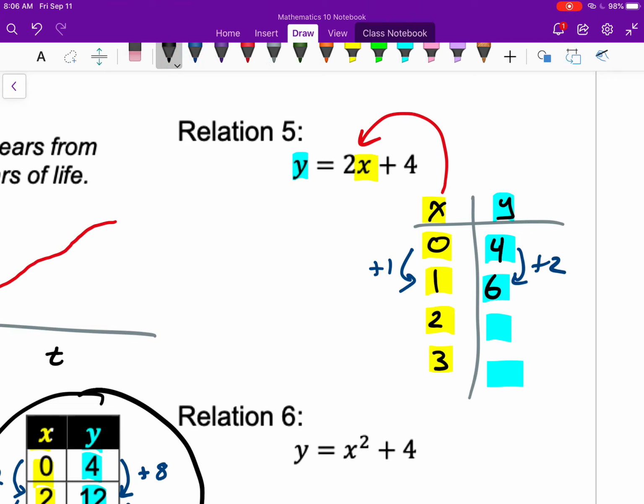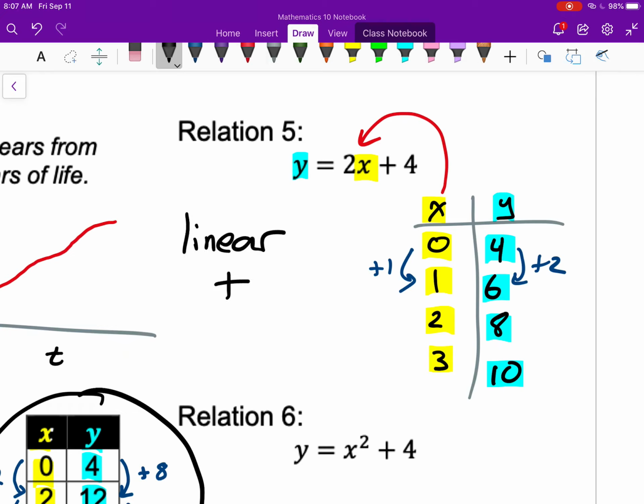And I'll see if that does work for when x is 2. Put in the equation. 2 times 2 is 4. 4 plus 4 is 8. And there's that same pattern. And if I put 3 in, I get 10. And I can see the same relationship occurring, where every time x goes up by 1, y goes up by 2, which means if I graph this, I know I'm going to get a series of points that form a perfectly straight line, so I know this is linear.